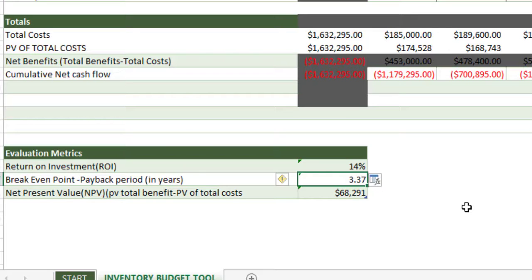The organization will then have the net present value. If the net present value is a positive number, like in our case, 68,291, then it means that the project is worth being invested in. However, if the net present value is negative, it means that the project is not worth implementing.